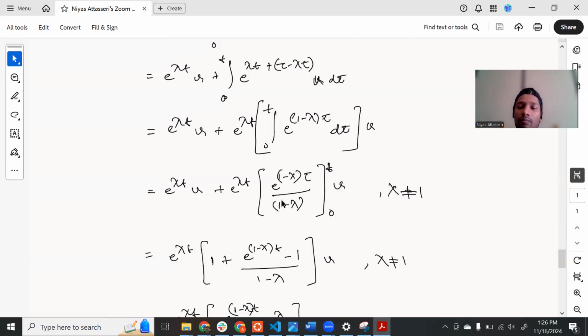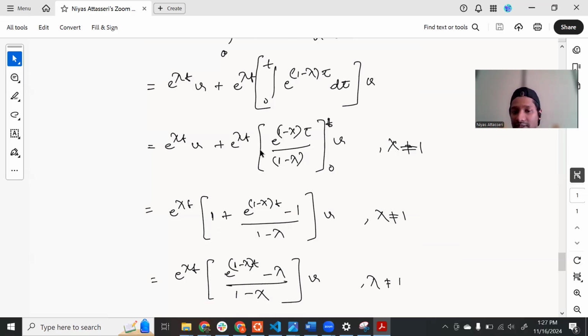Now we have a catch here. So this integral is only valid if lambda is not equal to one, because if lambda is equal to one, this goes to infinity and it's invalid. So this solution only exists if lambda is not equal to one. We will consider the lambda equal to one condition later on. So if we have lambda not equal to one, then we can write it this way.